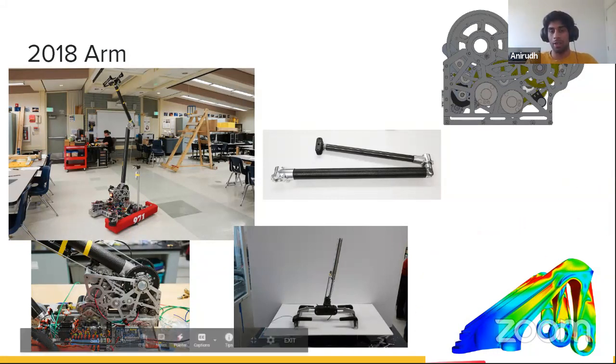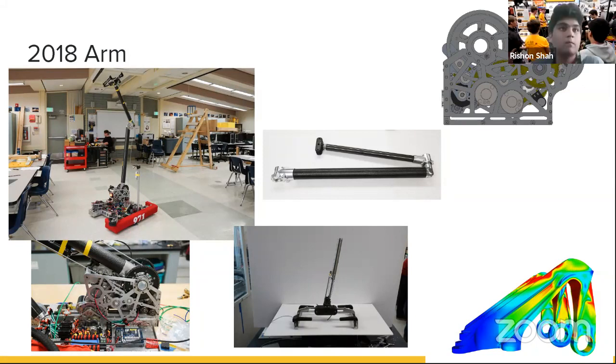You can see at the bottom right where it's like a heat graph that shows different parts of the mechanism where there's more or less stress. And so we did that for the arm to make sure different parts of the arm didn't go through so much stress that it would damage it or break it. The double jointed arm, so that's how we made the arm.